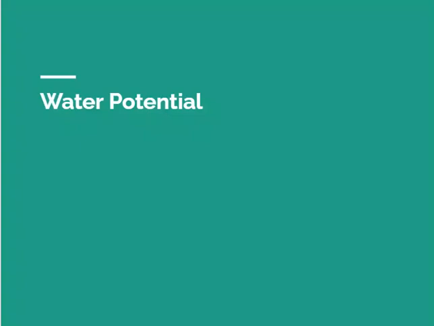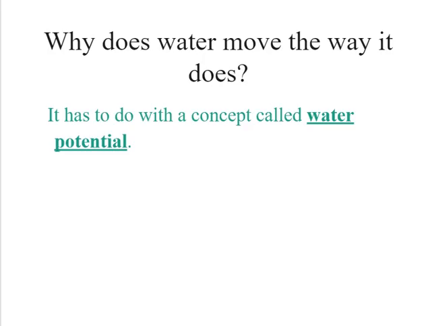So we're going to pick up where we left off with the osmosis lecture, and we learned about hypertonic, hypotonic, and isotonic and how water moves, okay? And today we're going to be learning about water potential. Water potential is basically explaining why water moves the way that it does.